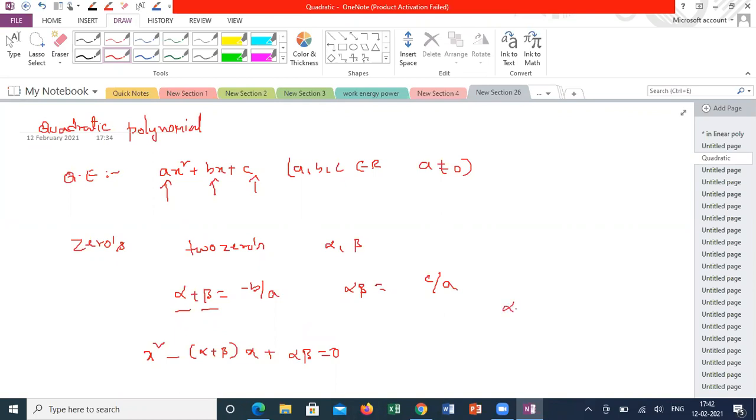Suppose I am giving the alpha plus beta value and the alpha into beta value. Then if I ask what is the quadratic polynomial where the sum of the zeros is like this and the product of the zeros is like this, is that clear, guys? Yes, sir. Based on this, we have straight numericals in the textbook.